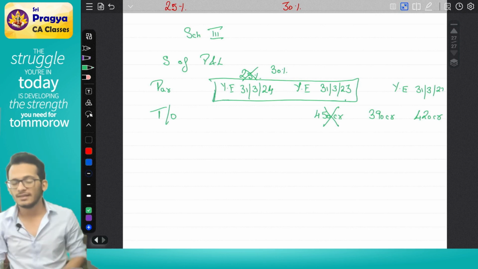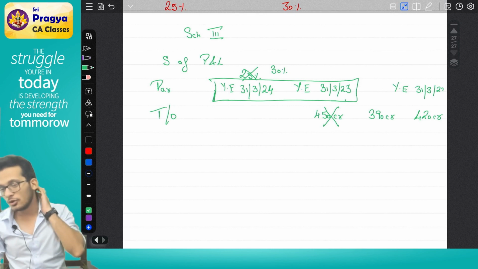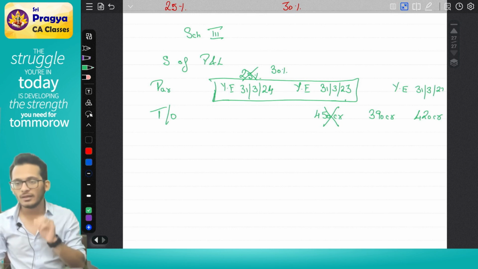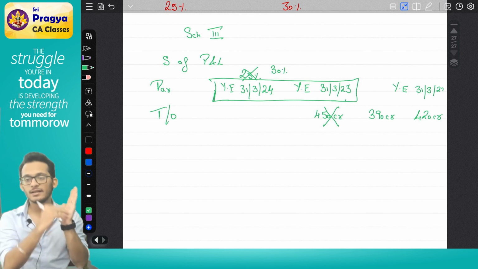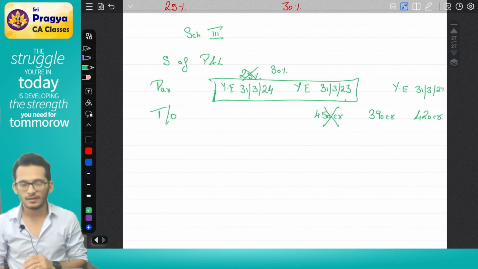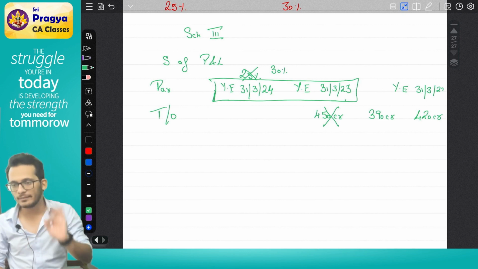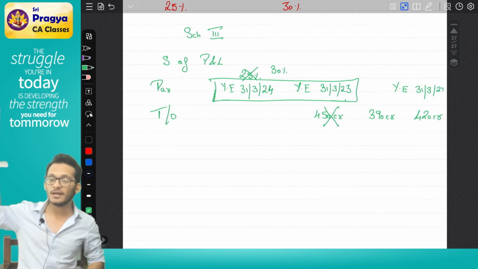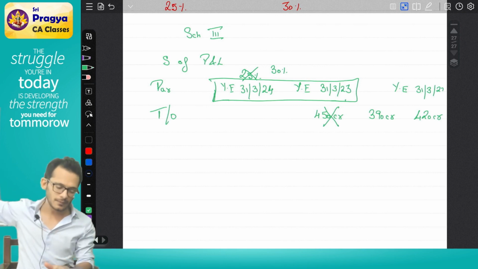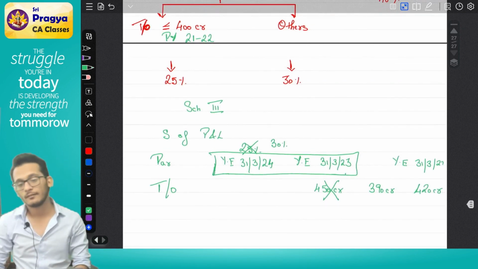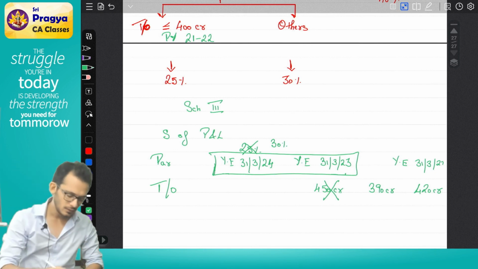Yes or no? In simple words, Rahul, if you want to remember what previous year to take, open your Schedule 3 and check the year which is not there. You will have the current year there. You will have last year there. You will not have the year before last. So you have to take previous year 21-22.